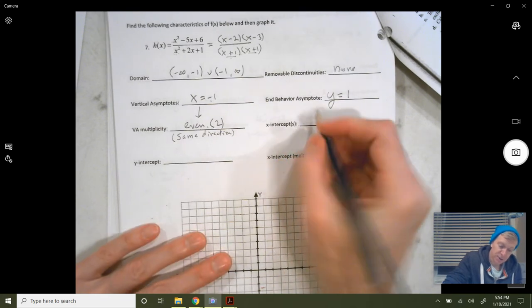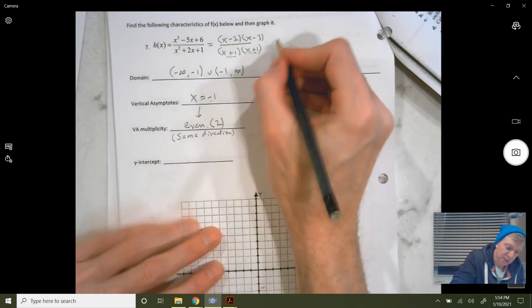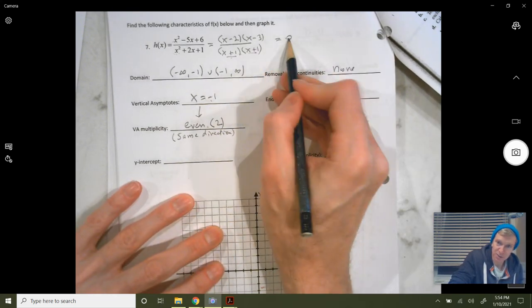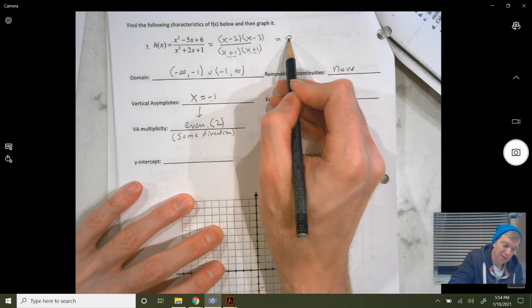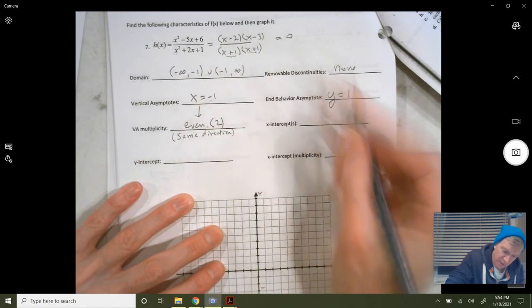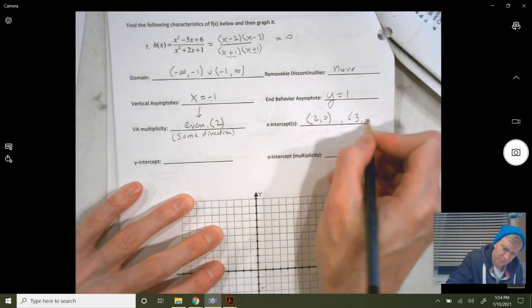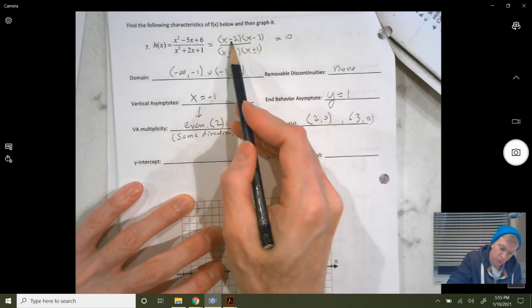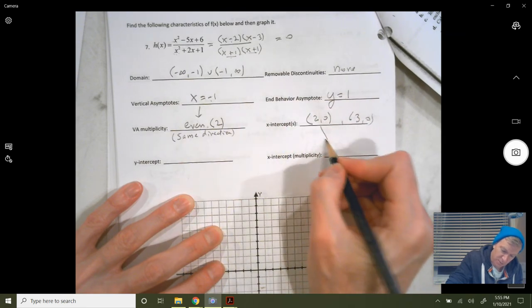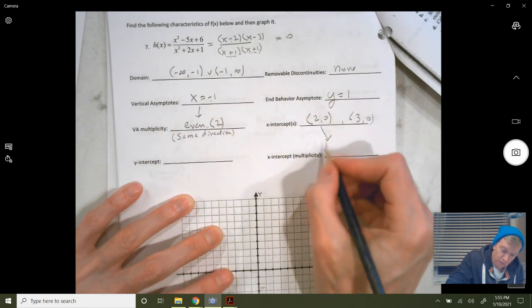X-intercepts. X-intercepts are values that make your entire function equal to 0. So if we set this equal to 0, this function is equal to 0 when x equals 2 or when x equals 3. So we've got (2, 0) and we've got (3, 0). That x minus 2 only occurs once, so that x-intercept has a multiplicity of 1, which is odd.